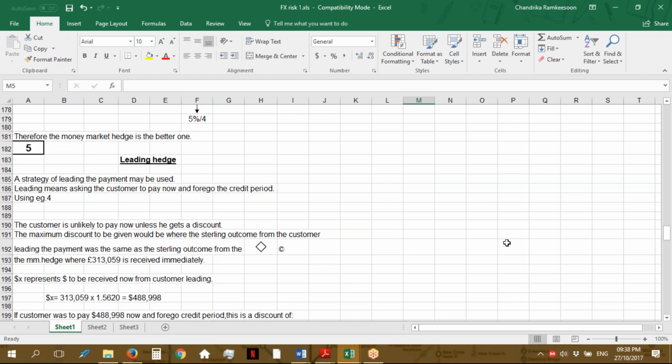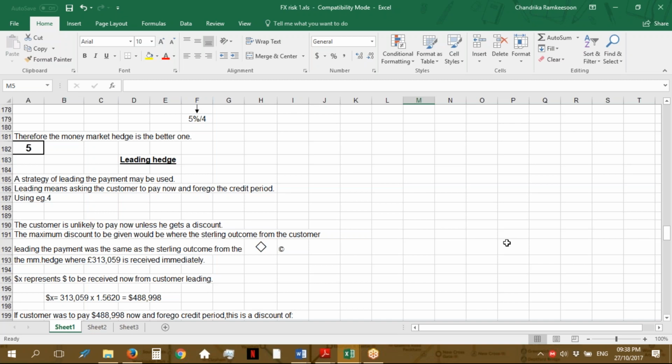So let's see. A strategy of lead-in the payment may be used. Lead-in means asking the customer to pay now and forgo the credit period. Use example 4. The customer is unlikely to pay now unless he gets a discount. The maximum discount to be given, and this is why it's called the maximum, remember we'd want to give less than this, would be where the sterling outcome from the customer leading the payment was the same as the sterling outcome from the money market hedge, where 313 and 59 is received immediately.